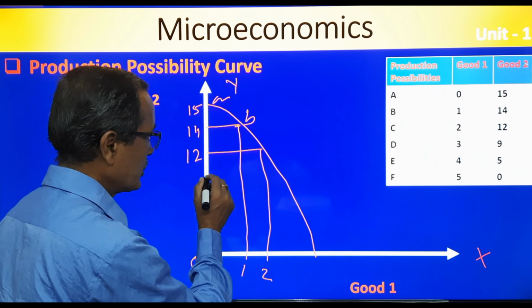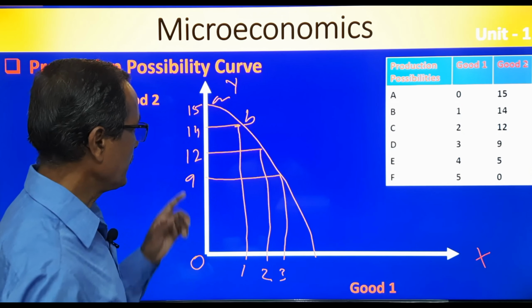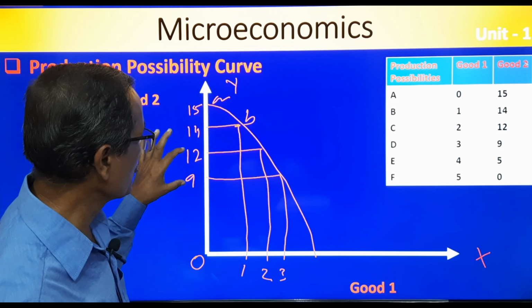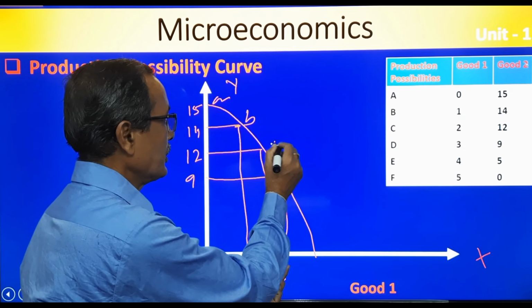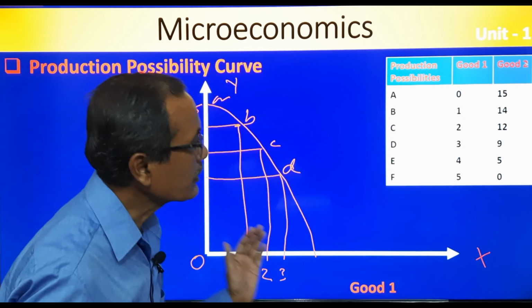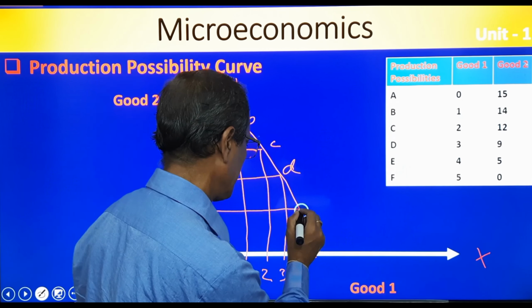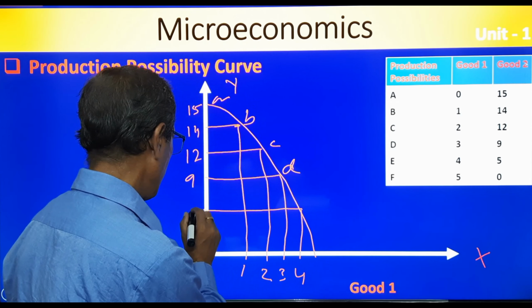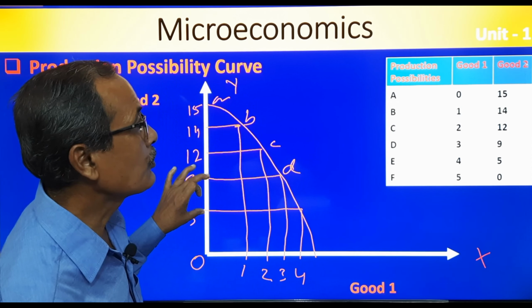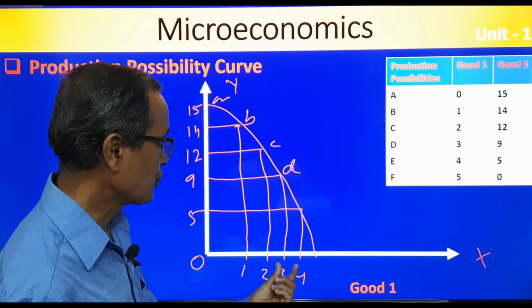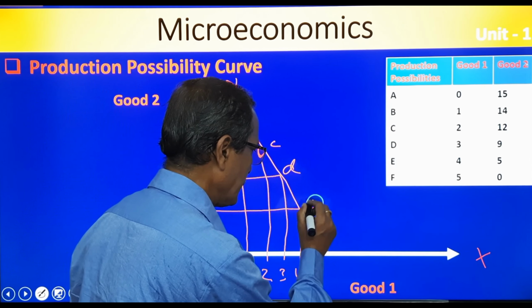Then next you take this point 3. It's your 9. What does it mean? Here see, you sacrifice 3 units of good 2 to get 1 unit of good 1. This is point C, this is point D. Now further you want to change. You want to change the combination further. Now come here, 4, 5. What does it mean? You sacrifice 4 units of good 2 in order to produce 1 more unit of good 1. Okay, this is point E.